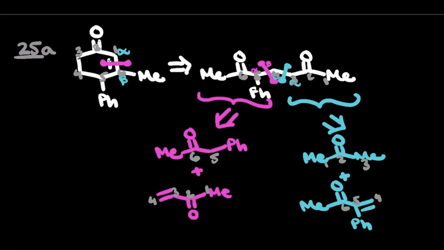Cool. So if you try drawing a Robinson annulation for either of those starting materials, then you would be getting to that product. It's not every case when you do a Robinson annulation that you're going to have two possible sets of starting materials, but in this particular case, it would work out. Cool. Any questions on this?